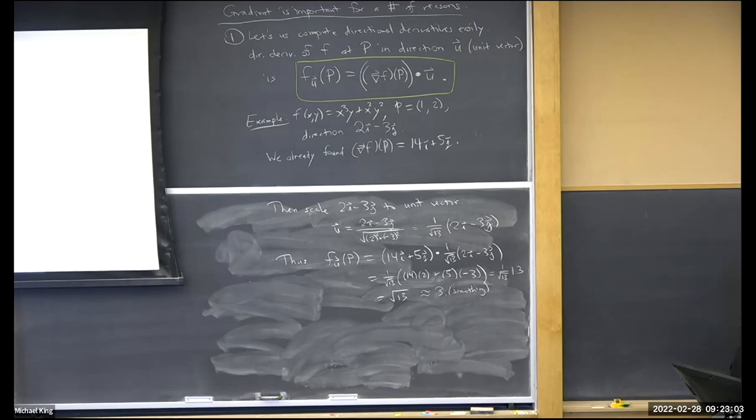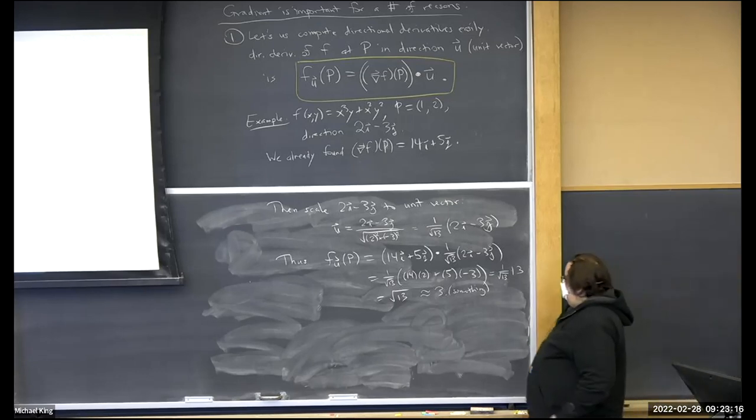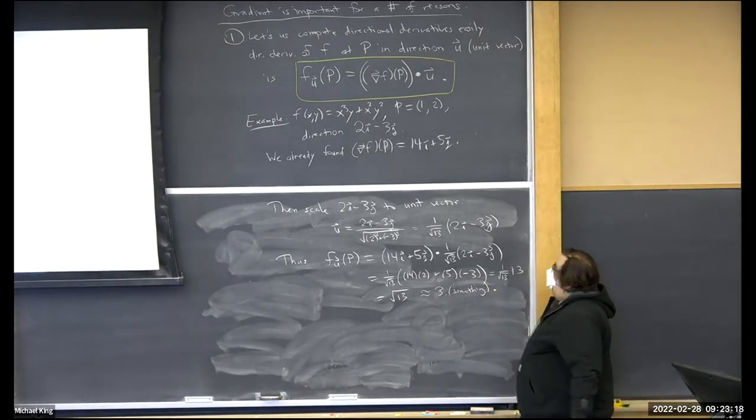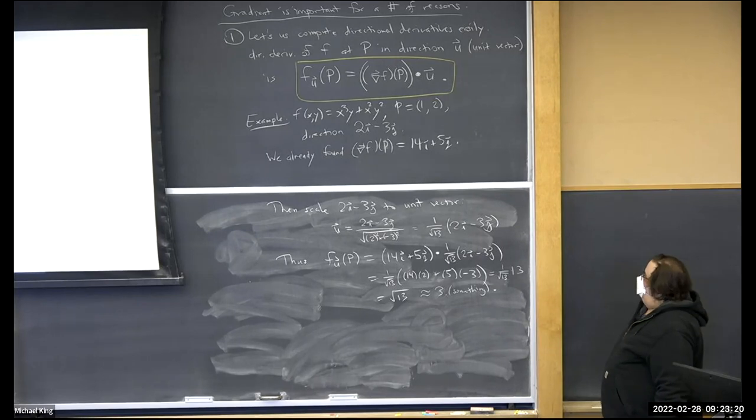Make sense of what we're doing when we compute directional derivatives? Fairly straightforward. Okay, so that's the first big usefulness of the gradient. The second is that it has this geometric interpretation, right? So let me know if you have any questions about anything I did up to that point.